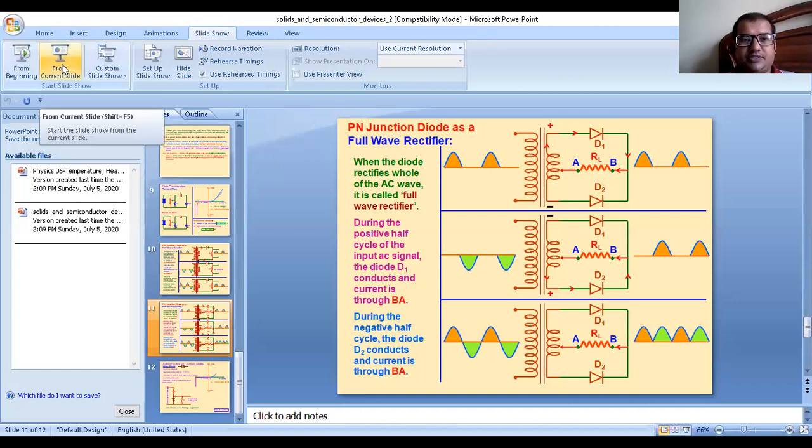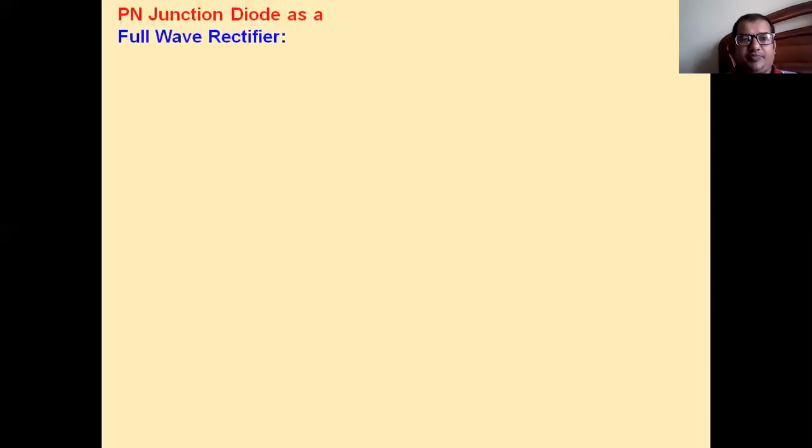Let us discuss the topic. PN junction diode as a full wave rectifier. As all of us know, a PN diode is a two-terminal device having P-type semiconductor and N-type semiconductor fused together.